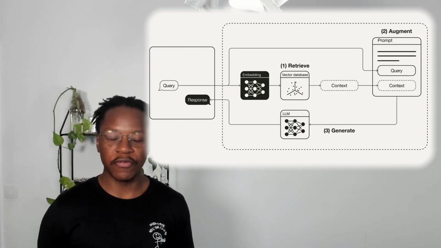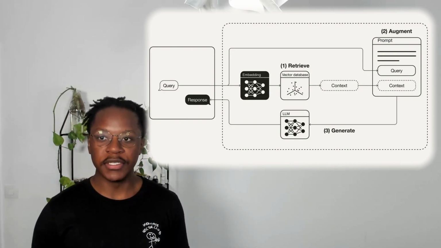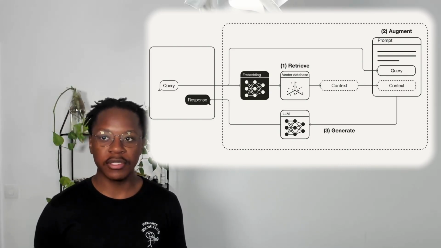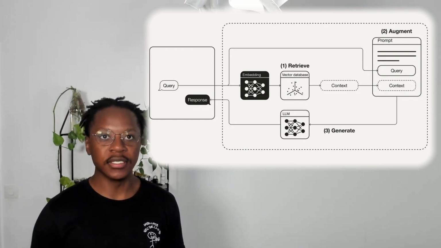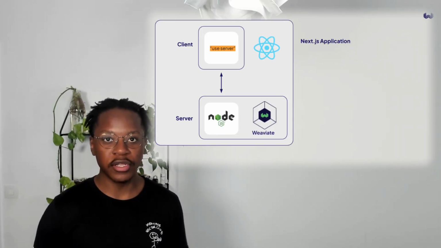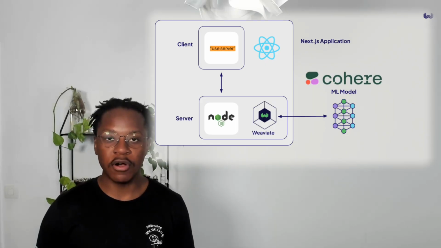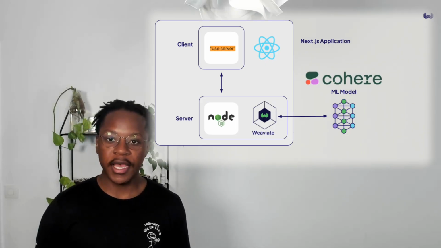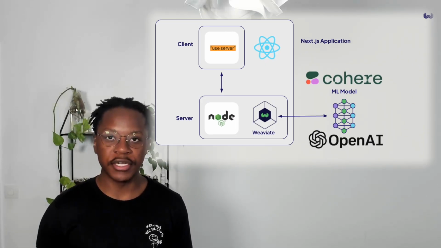RAG, short for Retrieval Augmented Generation, is a powerful concept used to give large language models context and deal with hallucinations. In our course, we'll use the following technologies: Weaviate for our vector database, Next.js for our front-end application, Cohere for our multilingual embeddings, and OpenAI for our generative search.